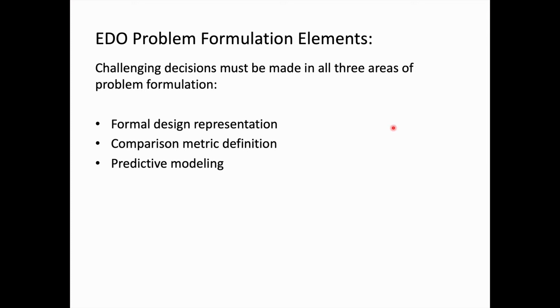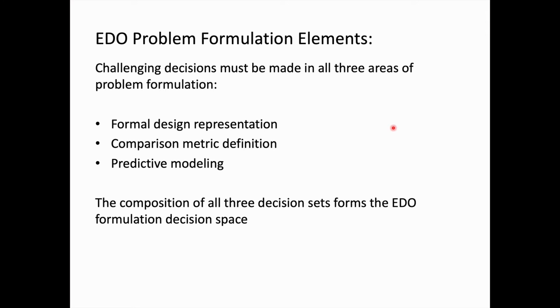Comparison metric definition. We need to rank the designs. How can we objectively say whether one design is better than the other? And then finally, we need some type of predictive modeling tool that allows us to take a design that's specified using our design representation and maps that design to the comparison metric values. And this is where engineering analysis comes into play. The composition of all three sets of decision types forms what I call the engineering design optimization formulation decision space.